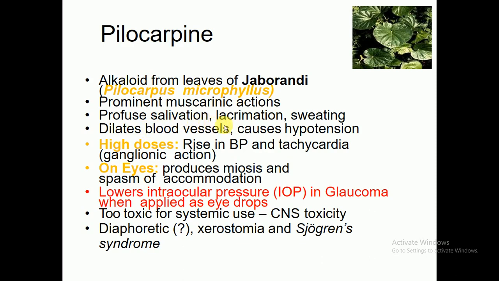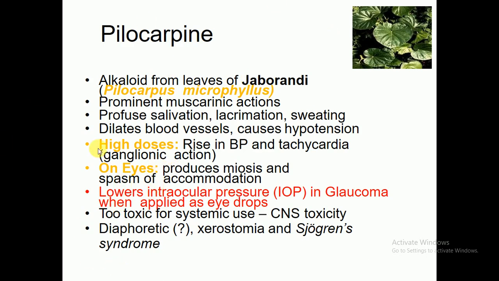Profuse salivation may occur, lacrimation may occur, sweating may occur, and when pilocarpine is administered, it can dilate the blood vessels and cause hypotension; it can directly lower your blood pressure. Pilocarpine can be given in high doses. If given in high doses, it can raise the blood pressure and cause tachycardia, increasing the heart rate, with ganglionic action.